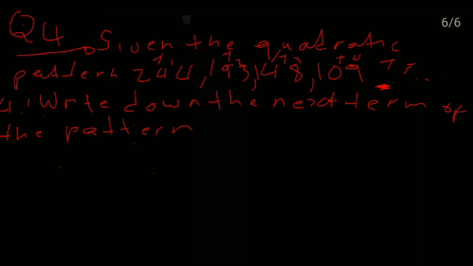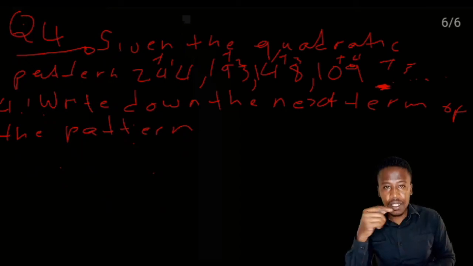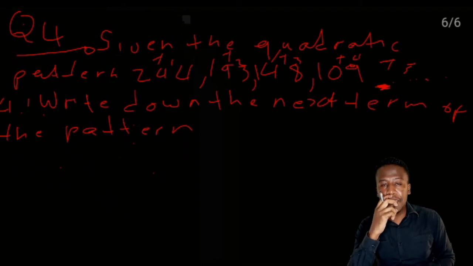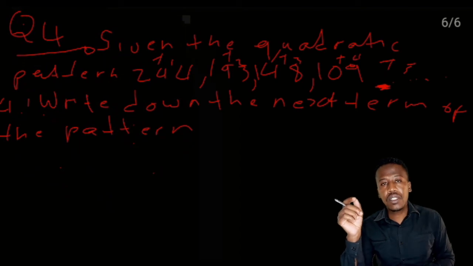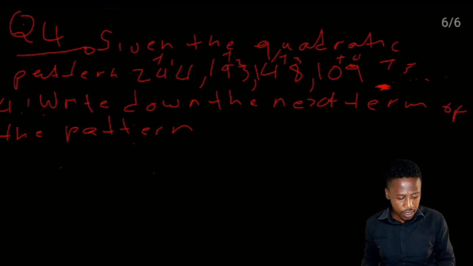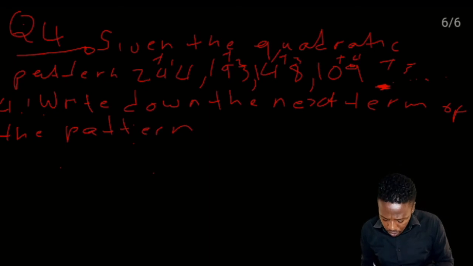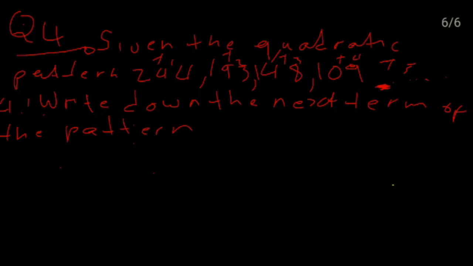Remember, you are given that you are dealing with a quadratic pattern. Now if you have a quadratic pattern, we are not only finding the first difference, we are finding the second difference, because the first difference will not be constant, meaning you have to find the second difference, which should be constant, meaning you will be dealing with a quadratic pattern in this case, right? So let's go ahead and find our second difference.